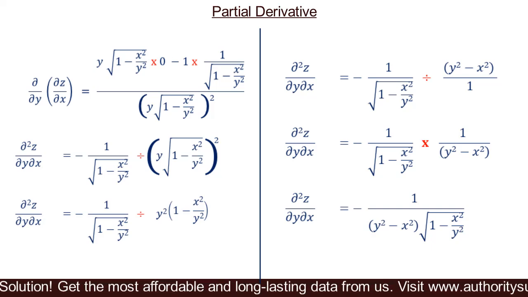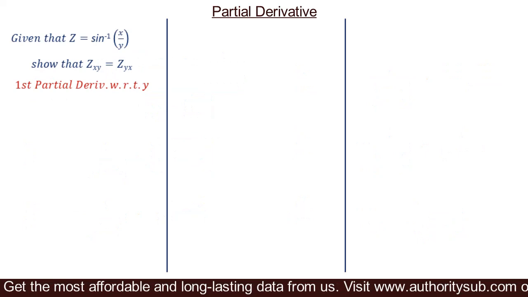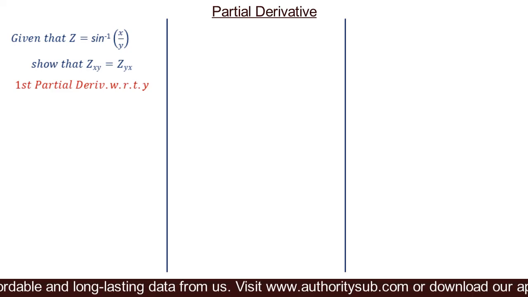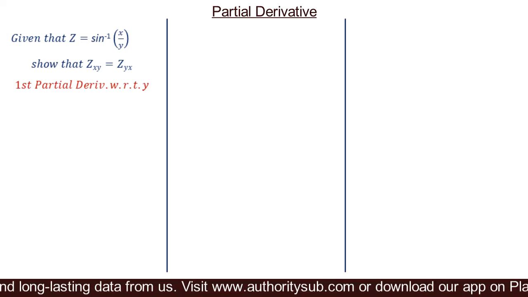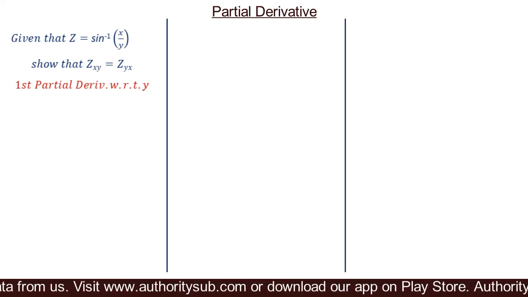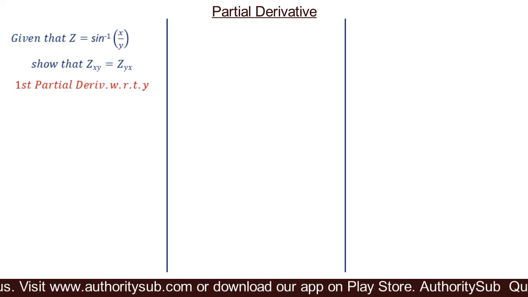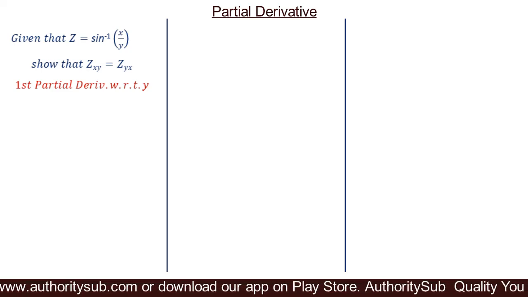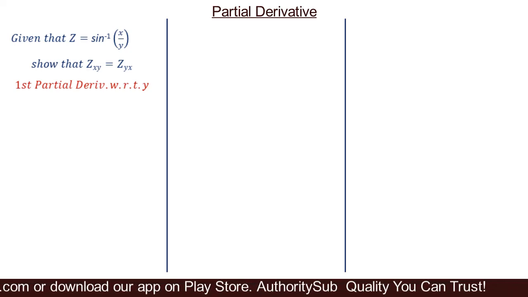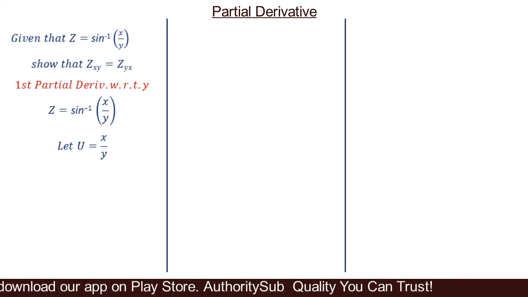Good. Now let's take the second part of it. The second part, we are going to find the first derivative with respect to y, then the second derivative with respect to x. Now let's do this. In this case, we are going to rush everything because by now you know what we are doing, right? Now let's go. We simply say let u equal to x all over y, right?